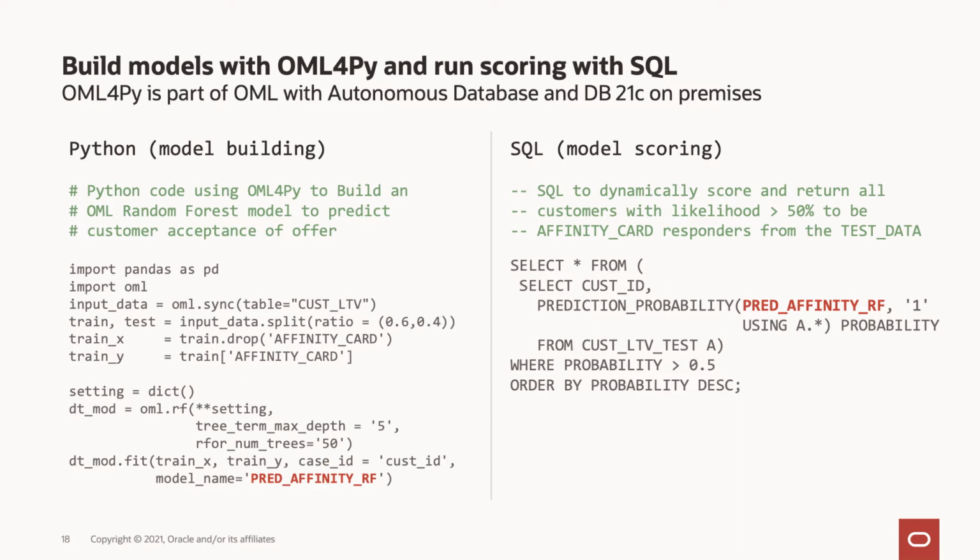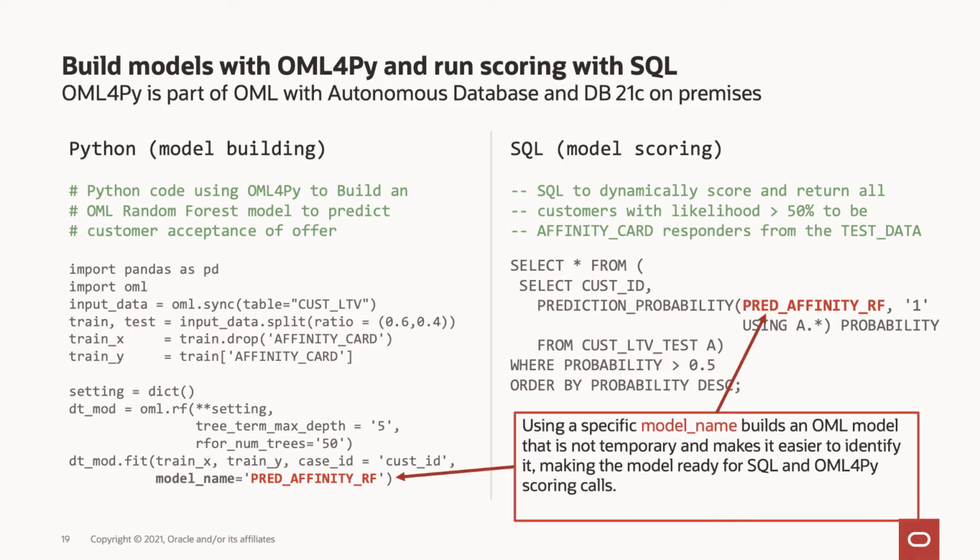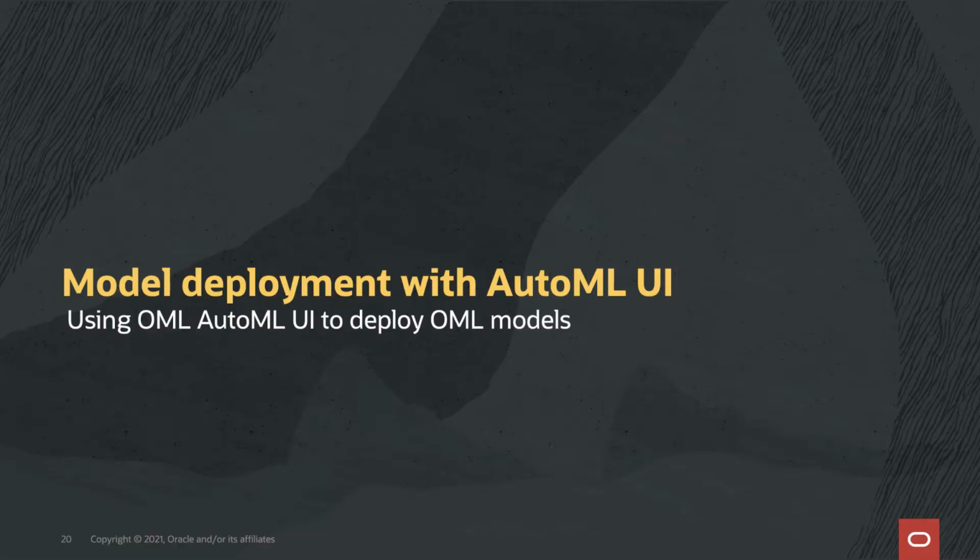Same SQL code again, prediction underscore probability, but as long as I call the model by the right name, I can just use that SQL to score the model immediately. As soon as the Python code finishes running, I can then start coding that model and calling it from SQL. As simple as that. Now moving to AutoML UI.